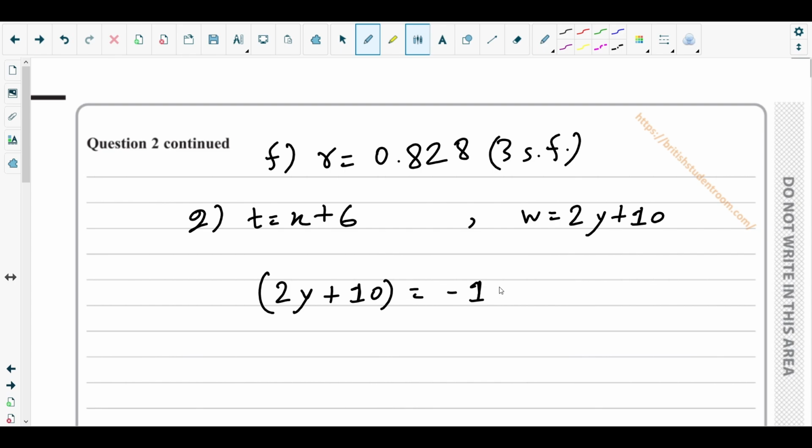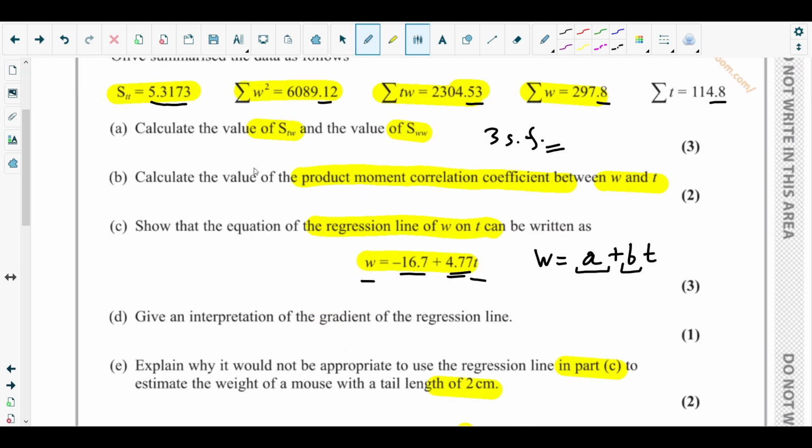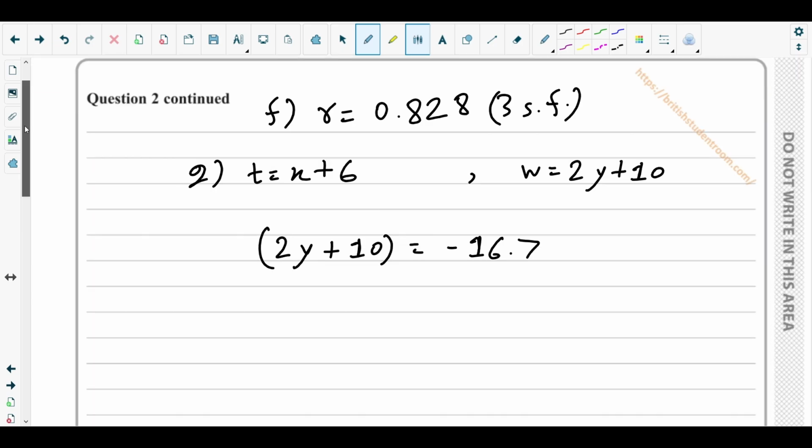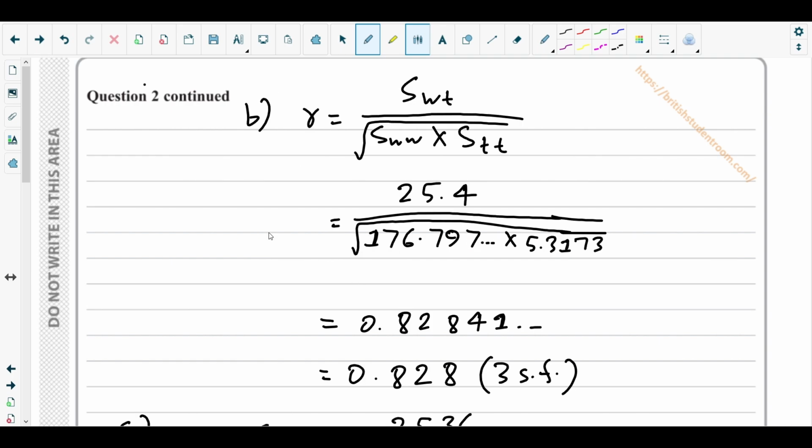So 2y plus 10 equals negative 16.7 plus 4.77 times, what's the value for t? This is x plus 6. This is what we got, the regression line equation in terms of x and y.